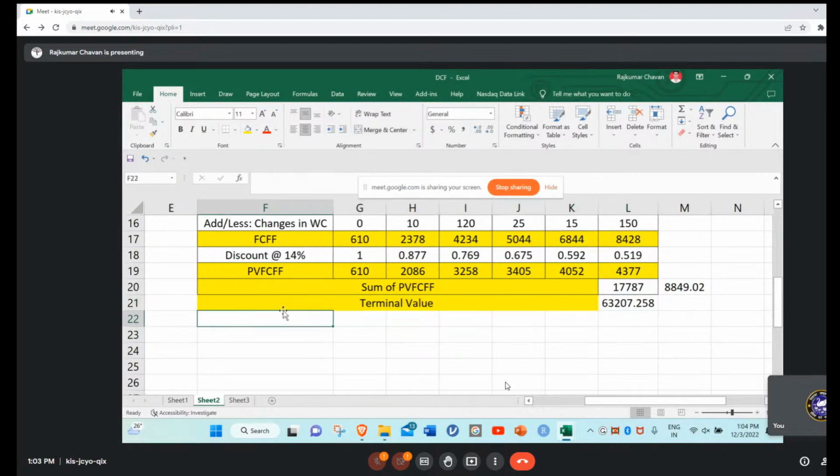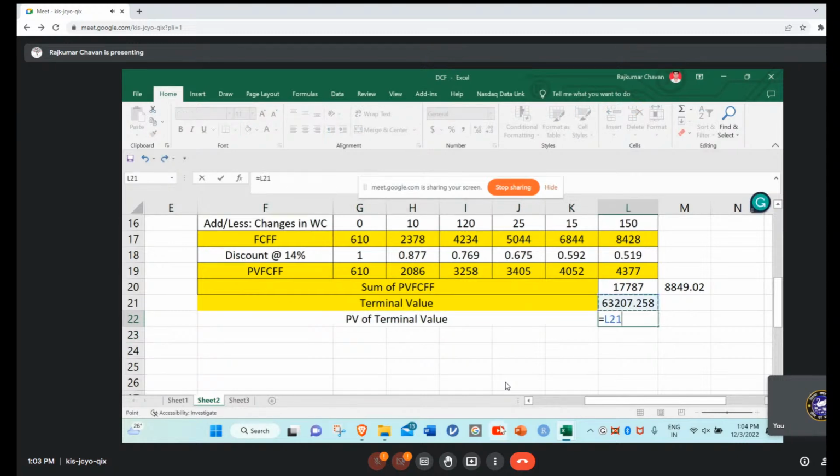PV, present value of terminal value. How to calculate the present value of terminal value here? Again, this value, yes or no? Which value? The terminal value. Now, for this value, we don't know the discount. With the discounting rate, we know it is 14%. This terminal value we have to bring to present value now. That is called the present value of terminal value.